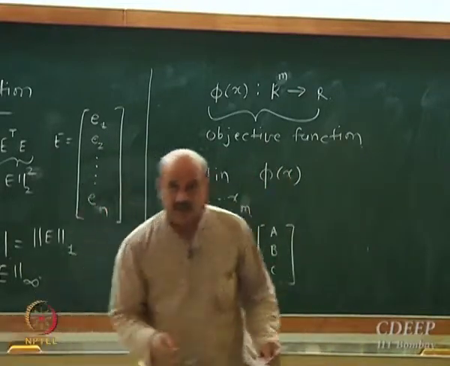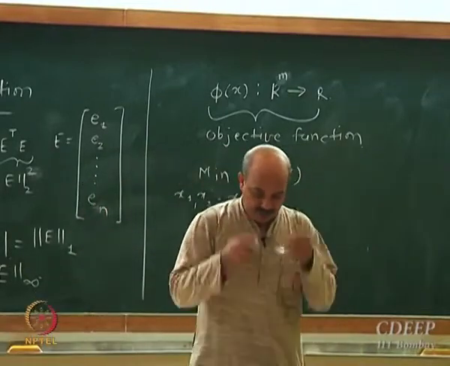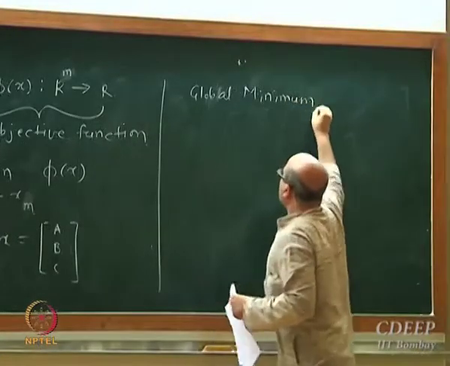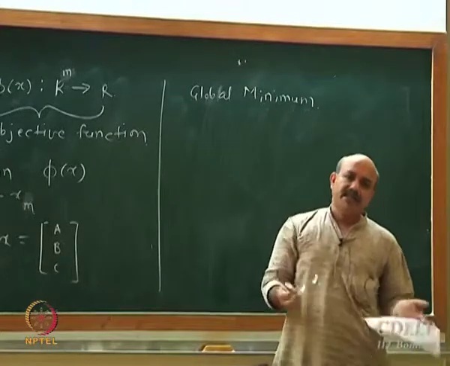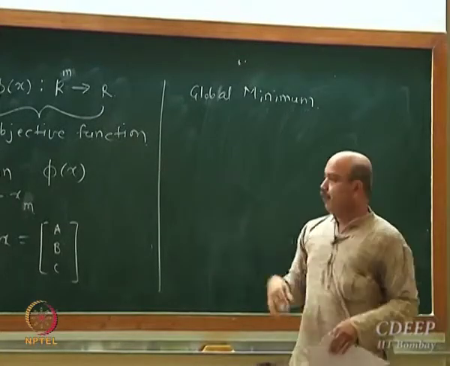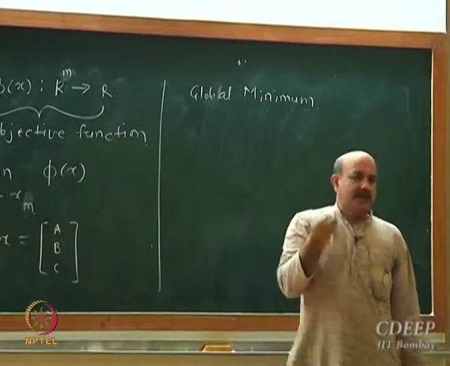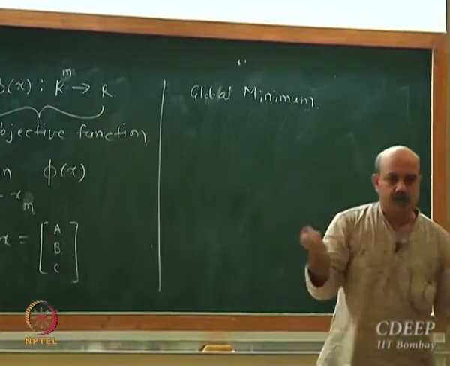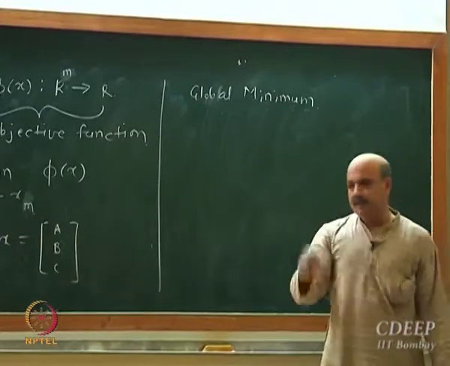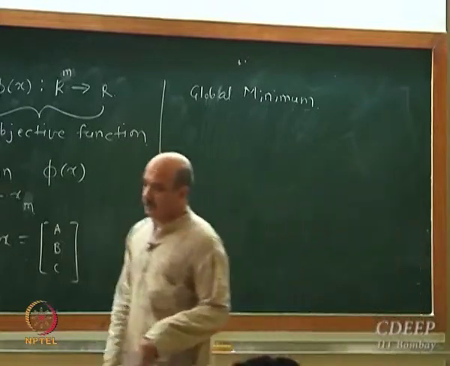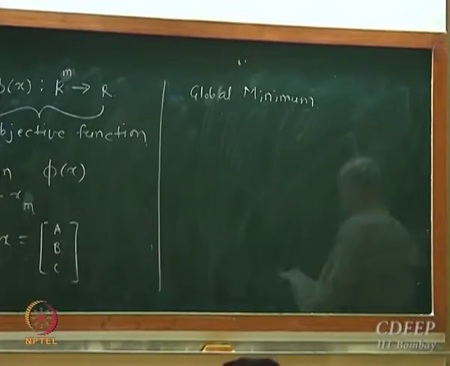I need some background definitions here. Why am I just talking about the minimization problem? Because if you want to maximize phi of x, it's the same as minimizing minus phi of x. So I can just talk about the minimization problem. It includes maximization, so we don't have to worry separately about maximization.